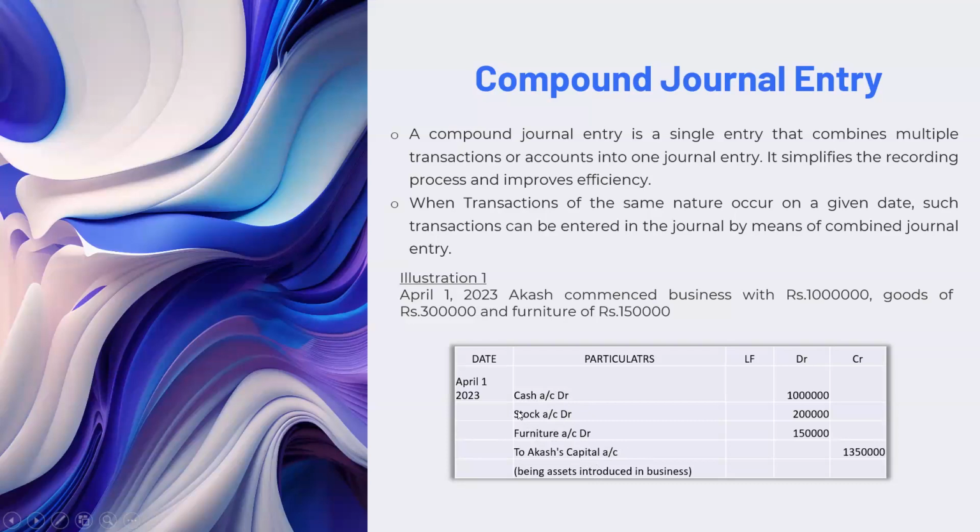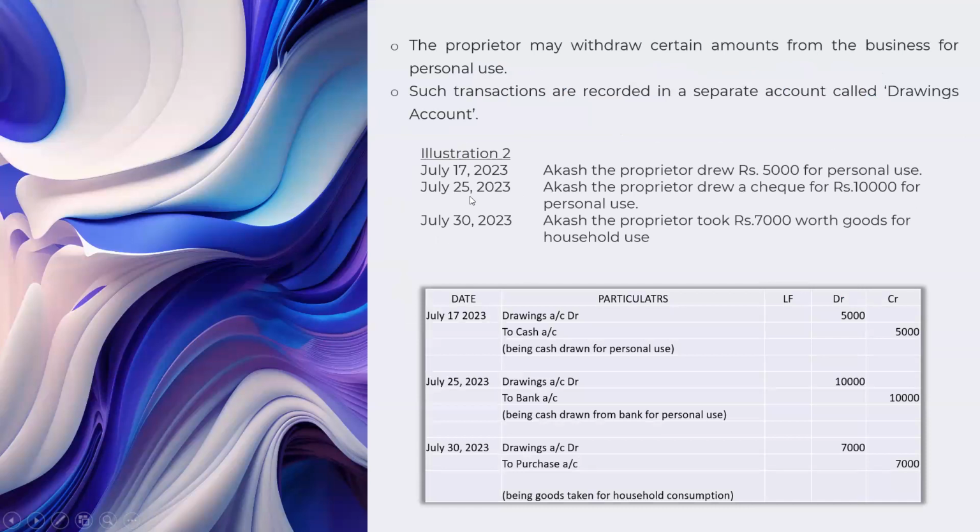Here, the date is the same and cash is the common aspect, everything being the investment. So all three are the same, and you're making a compound entry. And here, the dates are different, but the type of transaction is the same. All three are drawings by the proprietor. Though the date differs, all three are drawings, but he drew in different modes.